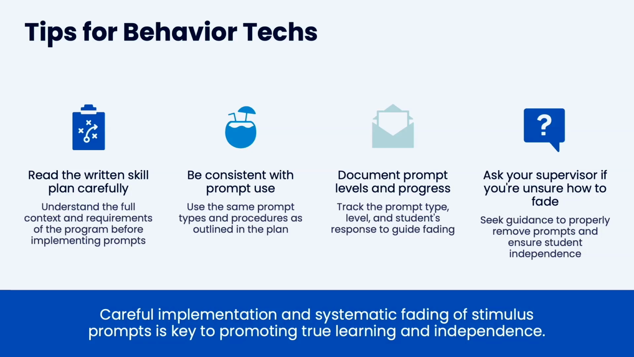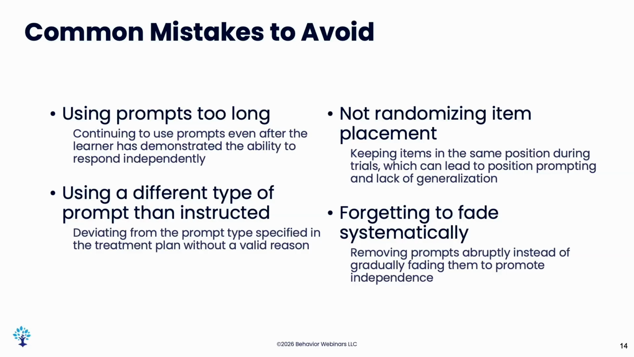And then you want to ask your supervisor if you're unsure how to fade. Sometimes it's hard. Pointing, like, how do we fade pointing? Honestly, I've always taught that you just pull the pointing farther and farther back until you're pointing from your head level. So it's hard to even see the direction of where the finger's pointing if it's far back, and then you just stop pointing. That usually works pretty well, but there are other ways to do that.